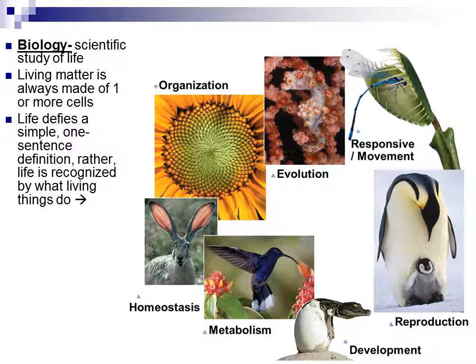You're probably realizing that it's trickier than you might first think, isn't it? Life is too complex to be able to provide a simple, one-sentence definition. Rather, life is recognized by what living things do. Your textbook names 8 properties that are used to distinguish living things from non-living things. One of the most important properties is that all living things are composed of cells, which we will be coming back to discuss in more detail. The other 7 properties can be seen depicted here.